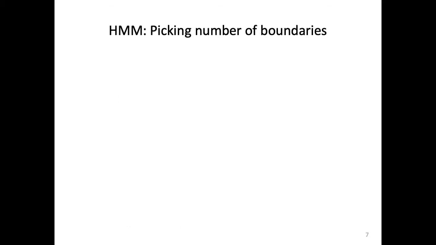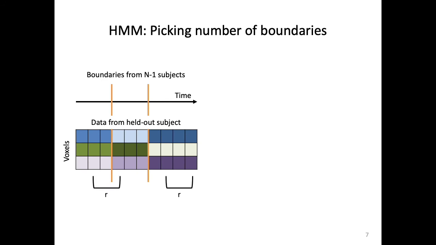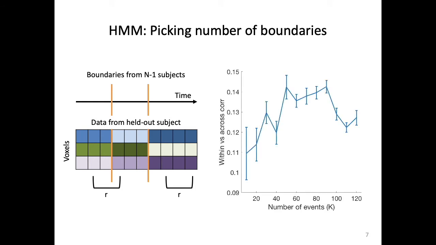This model requires us to choose the number of events that we want the model to find. How can we pick the right number of boundaries? One option is to fit the model on some training group of subjects, and then look in some held out test subject at what the spatial pattern correlations are within and across event boundaries. We can choose the number of events that maximizes this within minus across event boundary correlation.